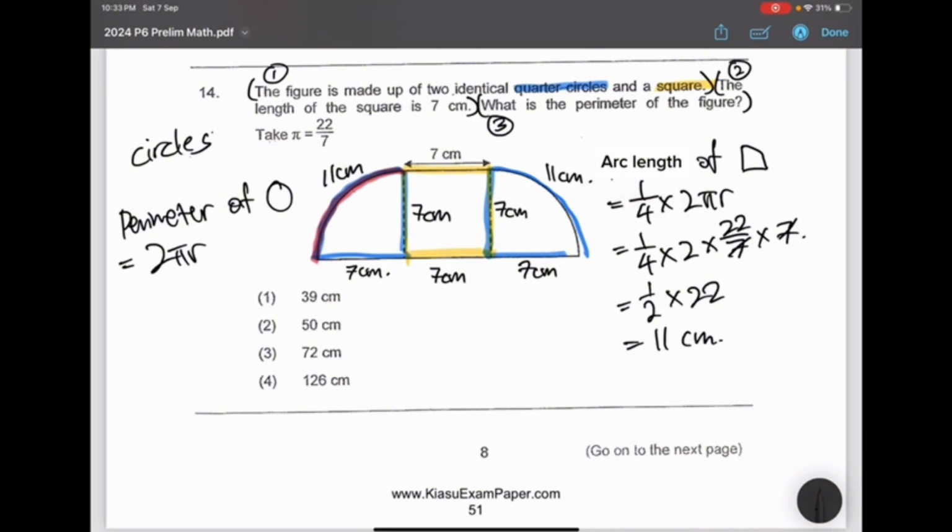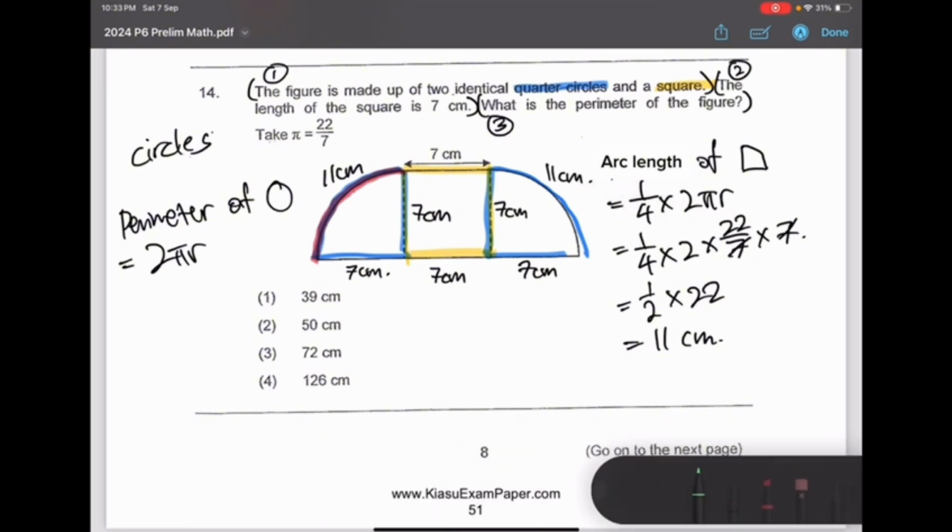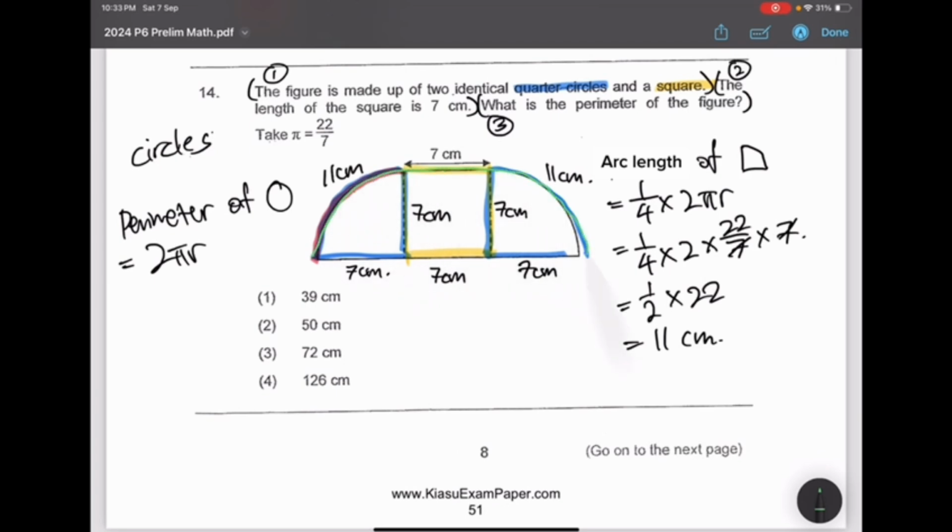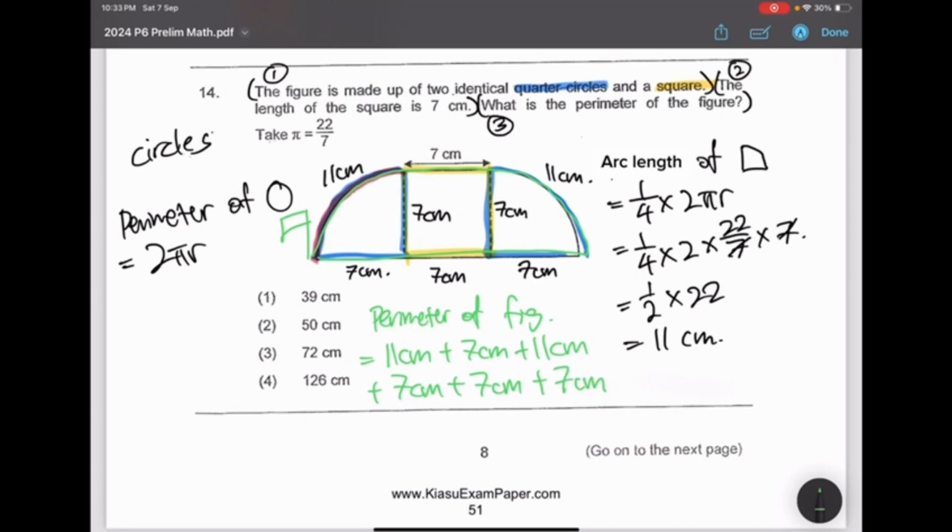Alright, now to look at the perimeter, which is just the outside of the figure. So my perimeter of the figure consists of 11 cm. Starting from over here, I'm going to draw my white flag over here. Starting from 11 cm plus 7 cm plus another 11 cm plus 7 cm plus 7 cm, and lastly plus 7 cm. And if I add all these together, I will have 50 cm, and this is the answer for question 14.